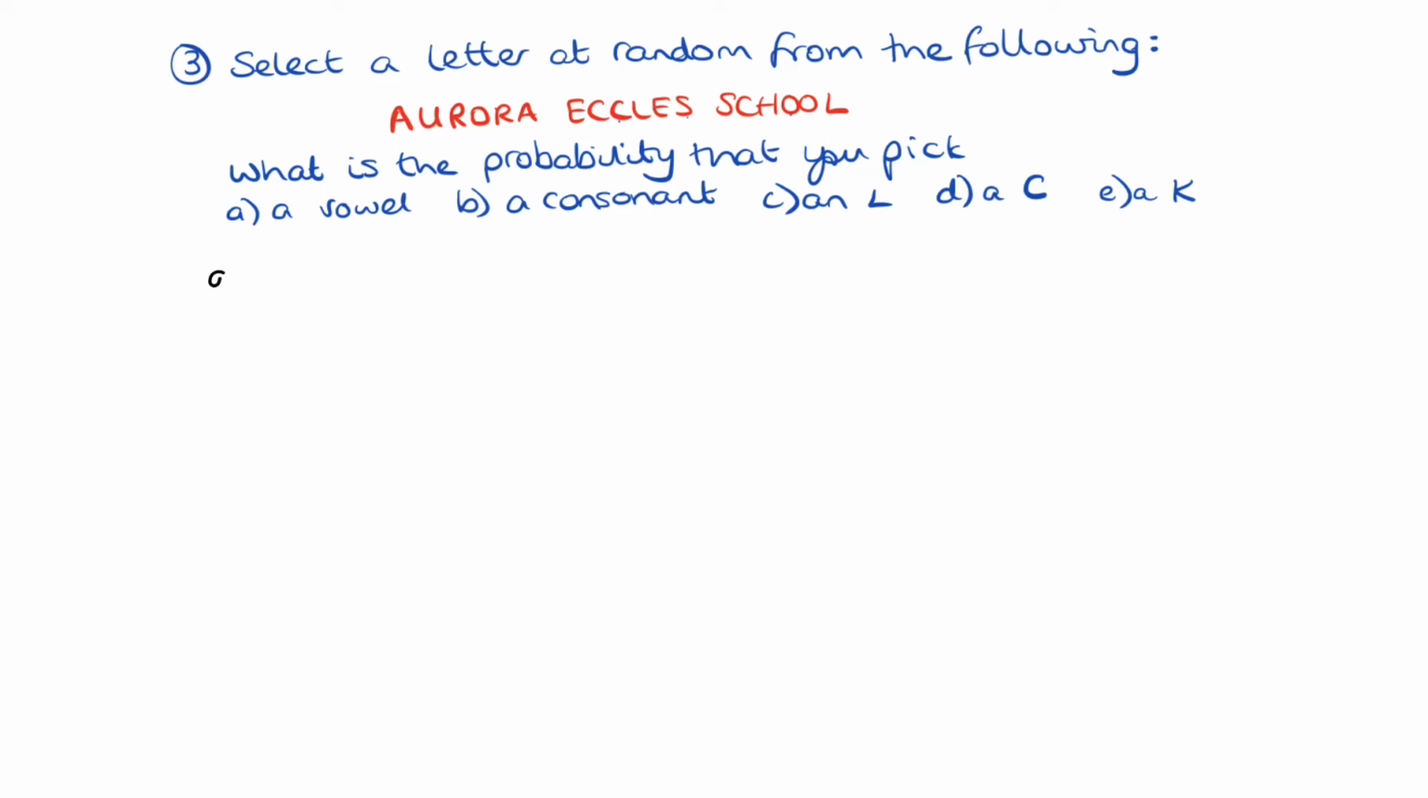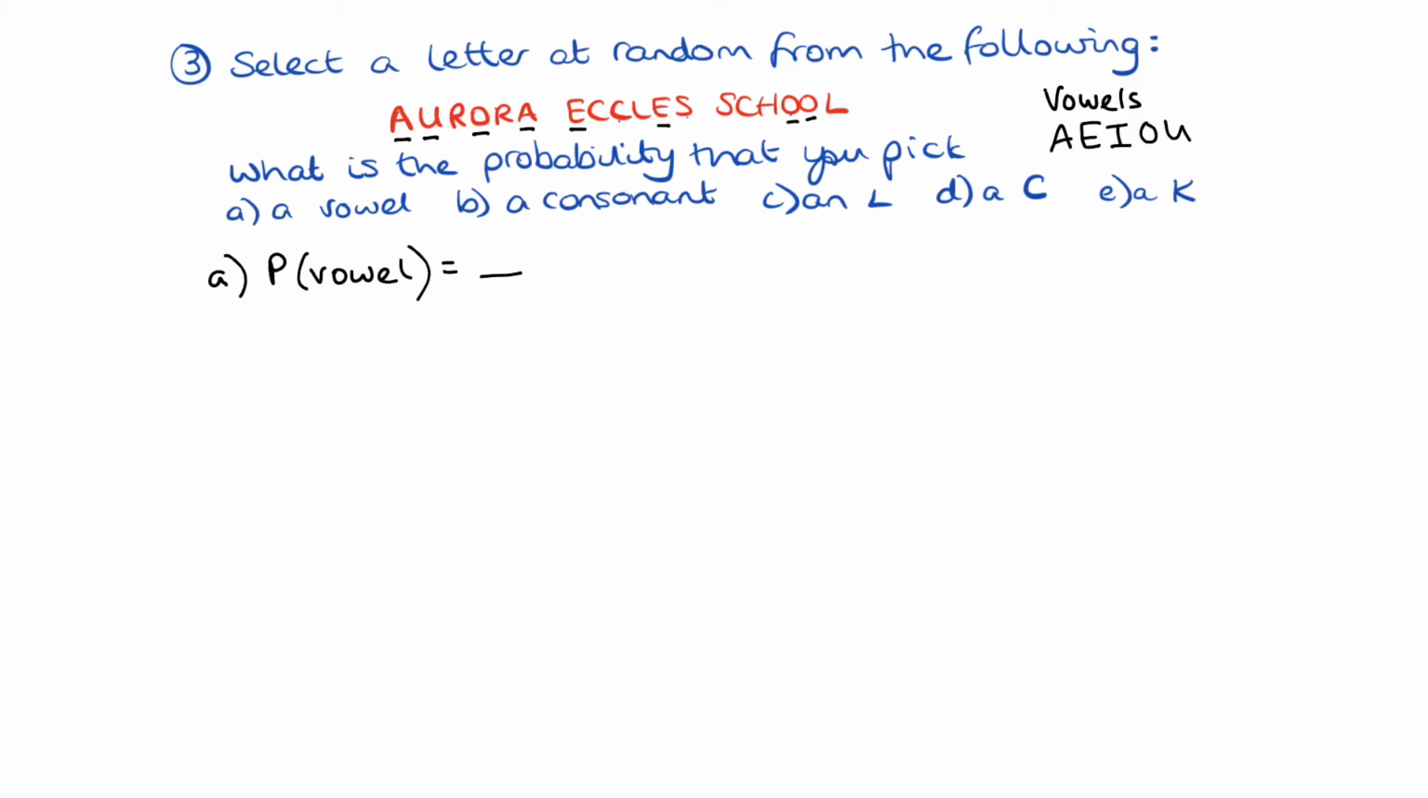So, first of all, probability of getting a vowel. If you pick a letter at random out of Aurora Eccles School. Well, first of all, we need to know what vowels are. So the vowels are A, E, I, O, and U. So let's count all those. So we've got that's a vowel, that is, and that is. Then the E's are, and then you've got 2 O's there as well.